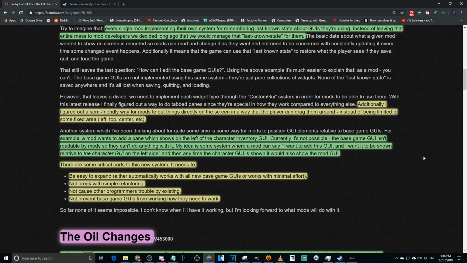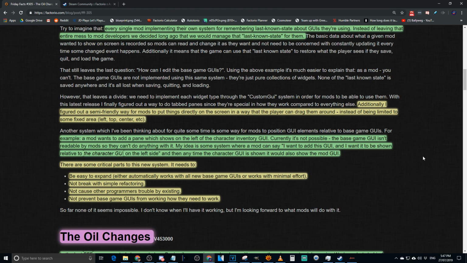Same with Train Supply Manager. If I open up its GUIs, everything goes a little bit pear-shaped. Just shoves everything everywhere. So hopefully our seating works out how he's going to do this. He does put an example: if a mod wants to open a pane to the left of the character inventory screen, it's just not possible. But he's trying to work out how to get that to happen.